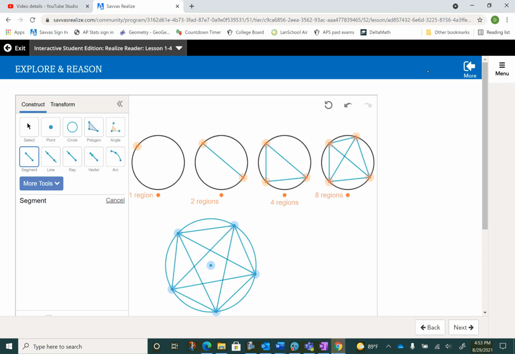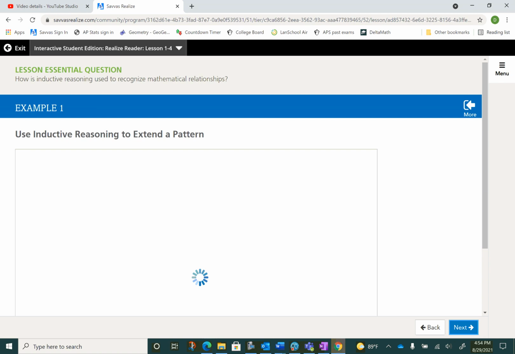Okay. So again, we're trying to describe this, maybe algebraically. So for 2 points, there were 2 regions. For 3 points, there were 4. For 4 points, there were 8. For 5 points, there are 16. It seems like for every new point, we take the previous number of regions and multiply by 2. Again, the pattern here goes 1, 2, 4, 8. Using inductive reasoning, our next one there should be 16.